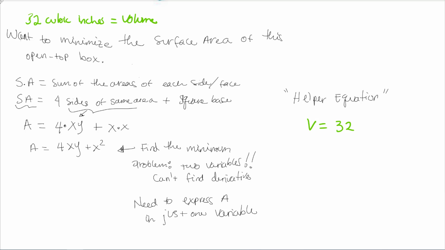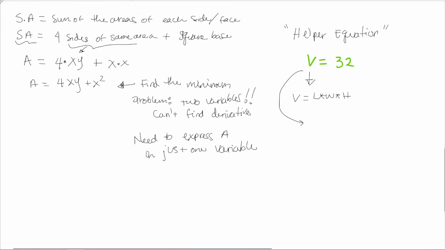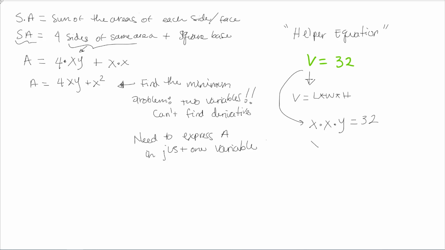But what's the volume of a box? The formula for volume of a box is usually length times width times height. So in this case, then I'm going to have the length times width times height. So length is x times width is x times height is y. So I'm going to have x, length times width times height, is equal to 32. So x squared y is equal to 32.